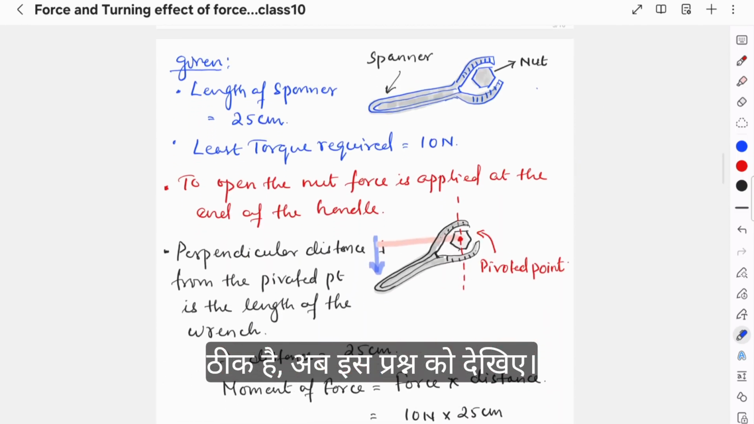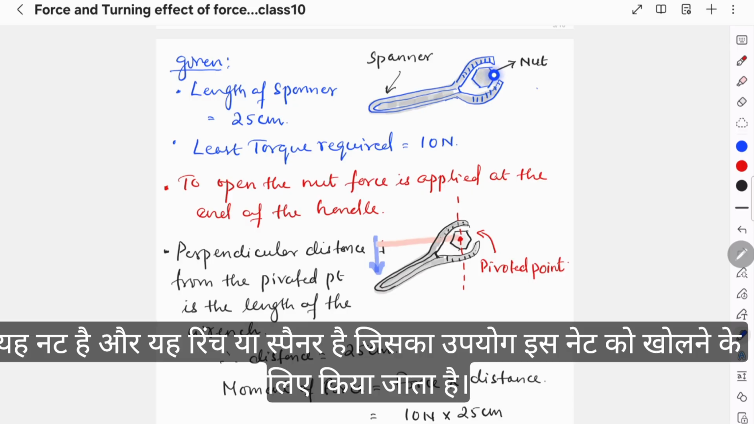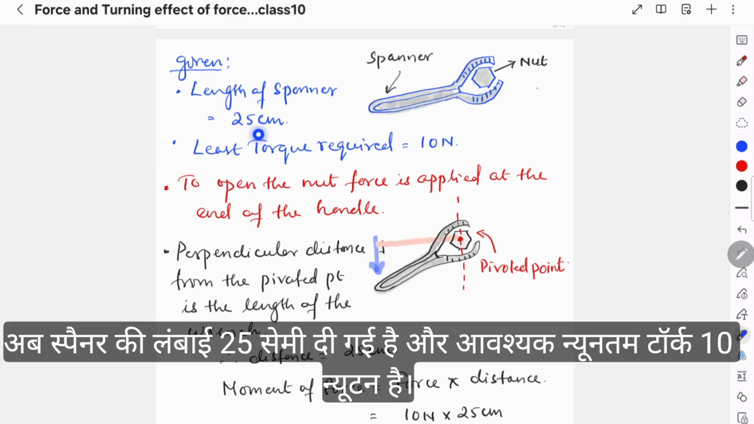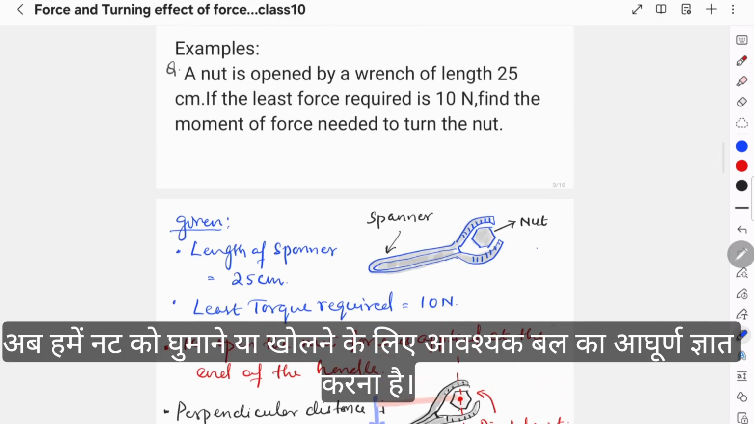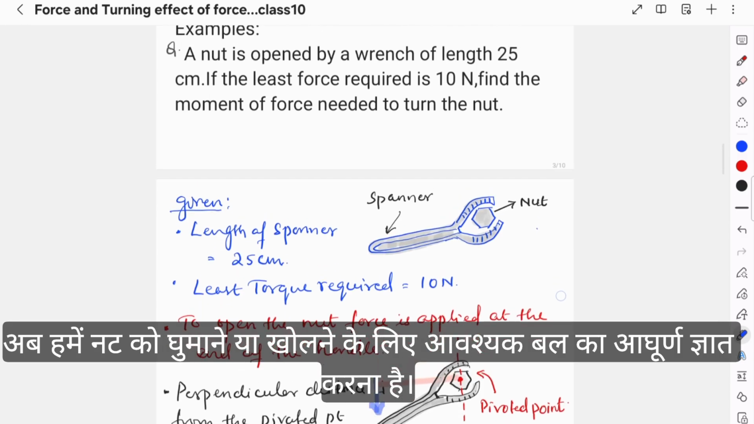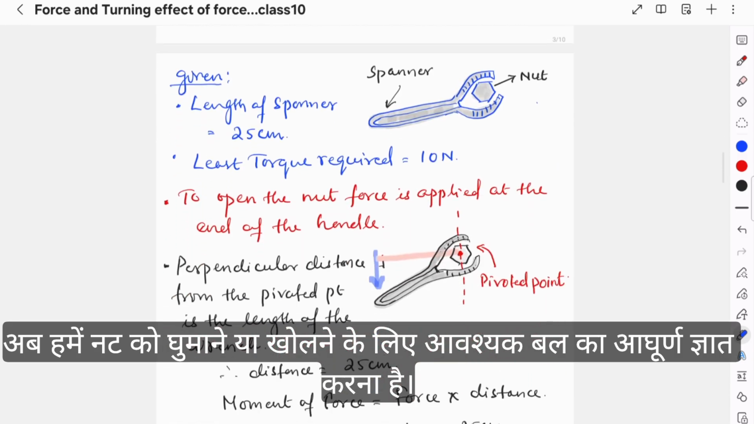Now see in this question, this is the nut and this is the wrench or the spanner which is used to open this nut. The length of the spanner is 25 cm, it is given, and the least force required is 10 Newton. Now we have to find the moment of force needed to turn the nut or to open the nut.